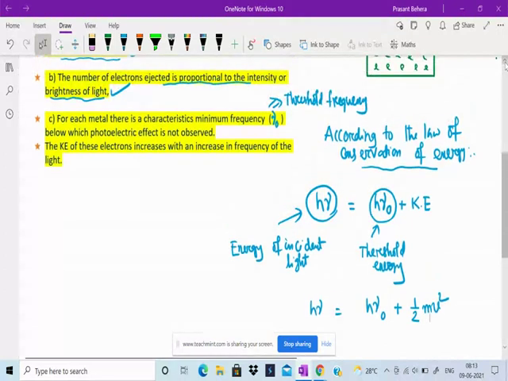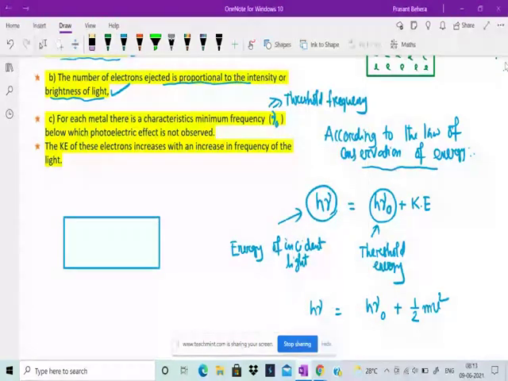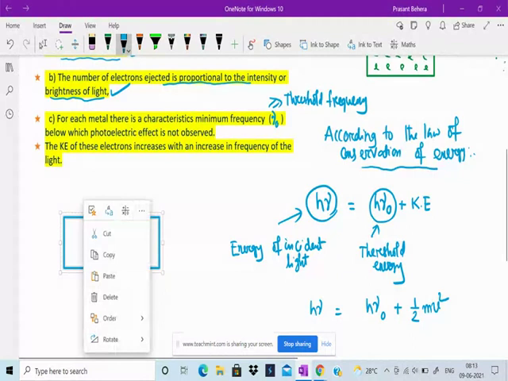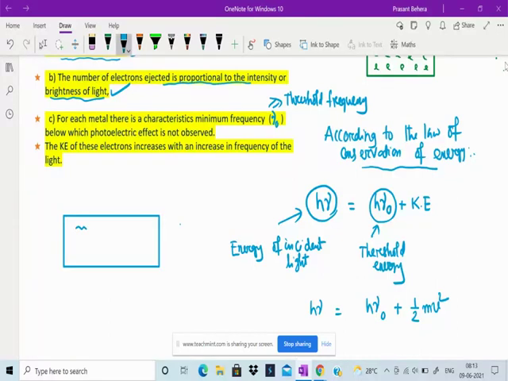But classical physics cannot explain this phenomenon. Classical physics suggests that the energy emitted by a body is in the form of a wave. Suppose this is a body. Classical physics suggests that energy is emitted by a body in the form of a wave.